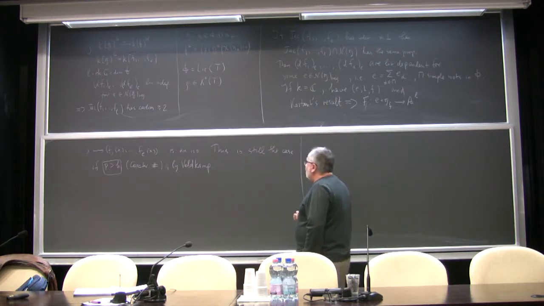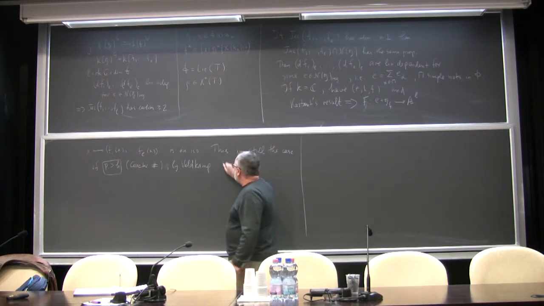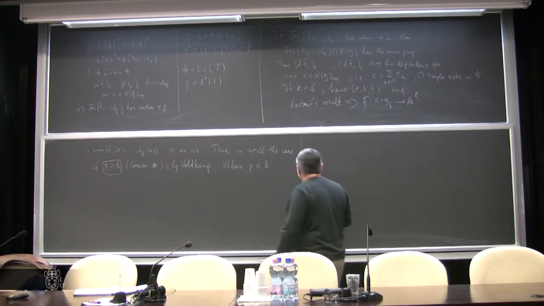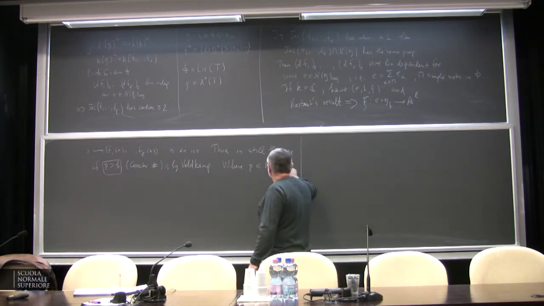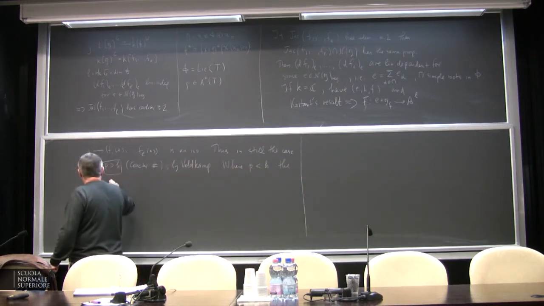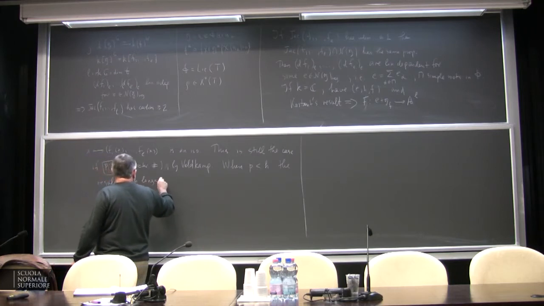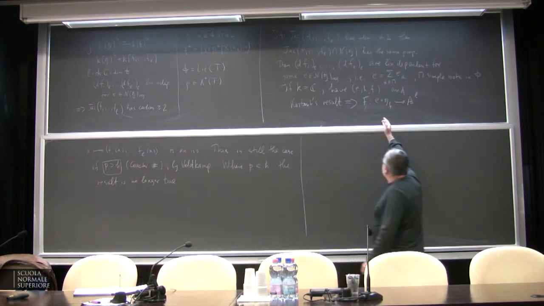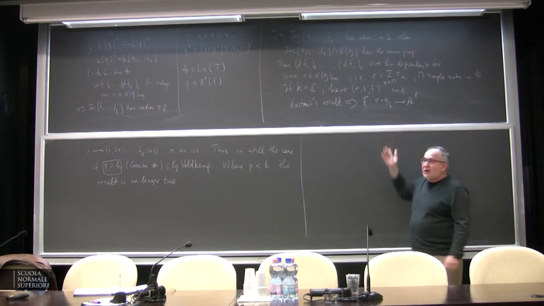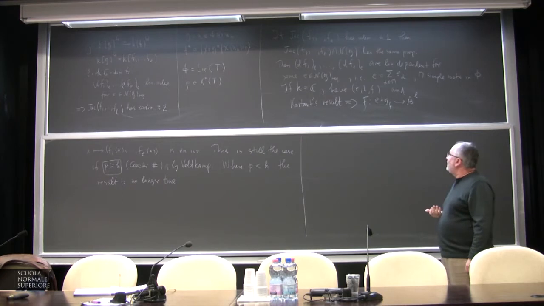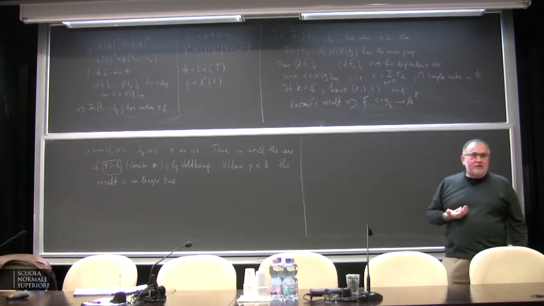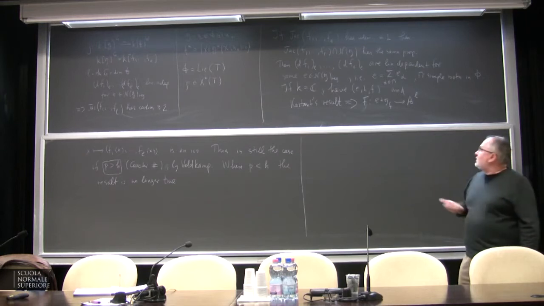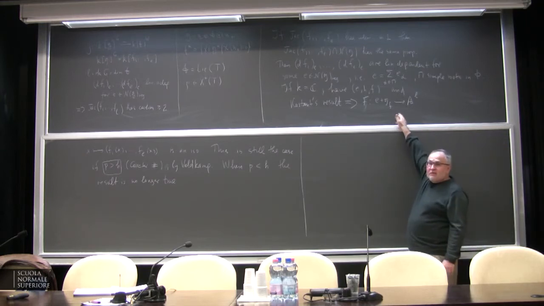However, when p is less than h, this is no longer true. The result is no longer true. You can see this just by observing that if E is regular, then this F in the sl2-triple doesn't have to be conjugate to E. So it may happen that E is big, but F is pretty small, and therefore its centralizer will be too big for this to hold.